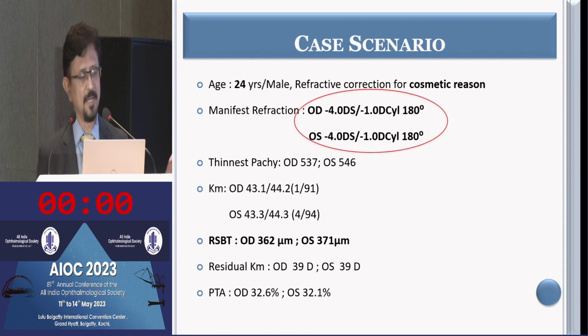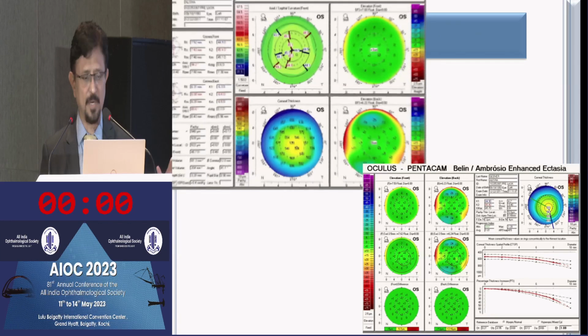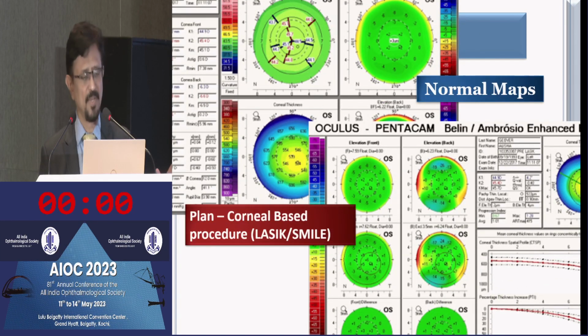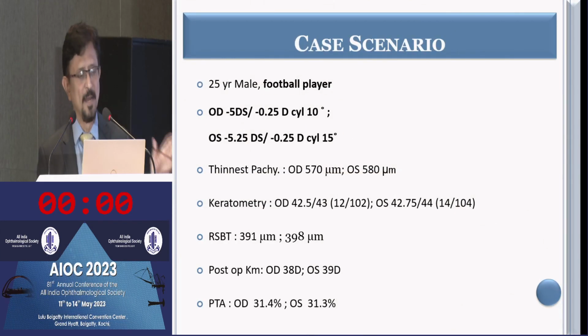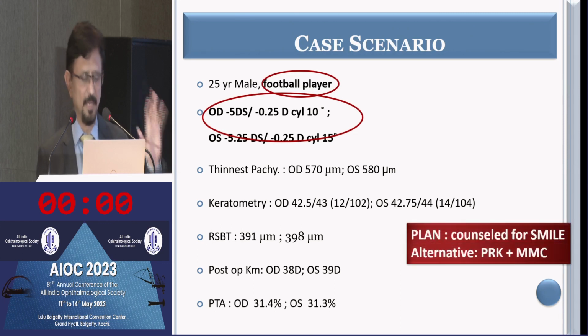So a 24-year-old male with a refractive error of -4 diopter sphere and -1 diopter cylinder, RSBT 362, 371, residual K is also fine, PTA is less than 40%, maps are all good, no evidence of any keratoconus, we can go ahead and do a cornea-based procedure, LASIK or SMILE. Another scenario, a football player with similar kind of findings, we should better counsel the patient for SMILE if he has come for any refractive procedure.